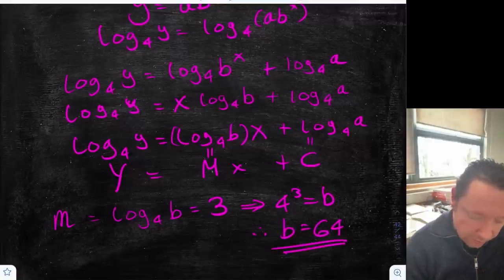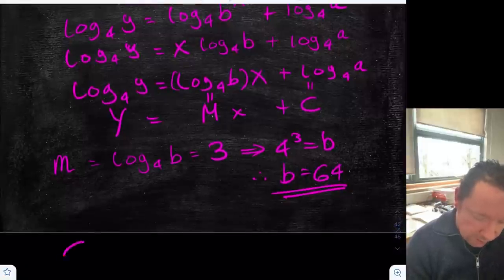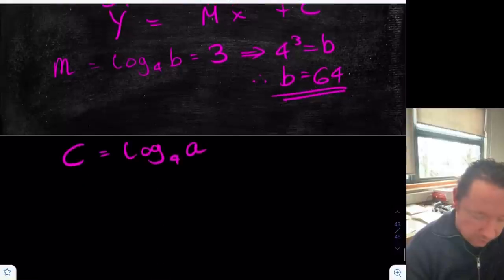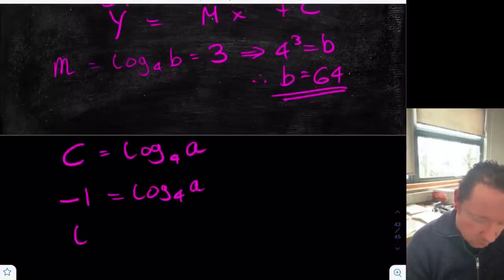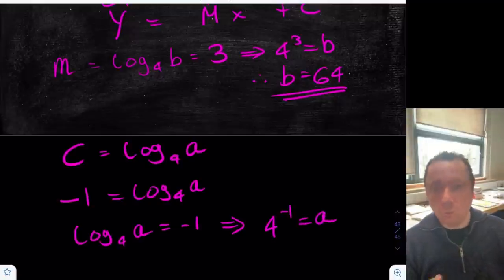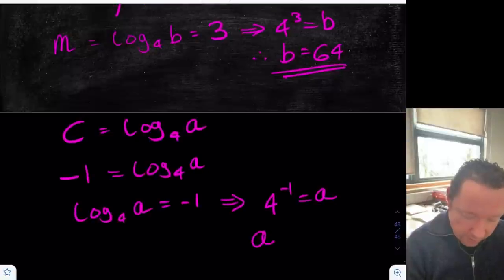Now let's try our c. From the work we've just done, our c is equal to log base 4 of a. c is where it cuts the y-axis. We know it cuts the y-axis at 0, minus 1, so c is minus 1. So we can just straight away say that minus 1 is equal to log base 4 of a, or if you prefer, log base 4a equals minus 1. Remember, that means 4 to the power of minus 1 equals a. You can just write that straight away. 4 to the minus 1 equals a. 4 to the power of minus 1 is 1 over 4 to the power of 1. So therefore, a equals 1/4, and we're done there.